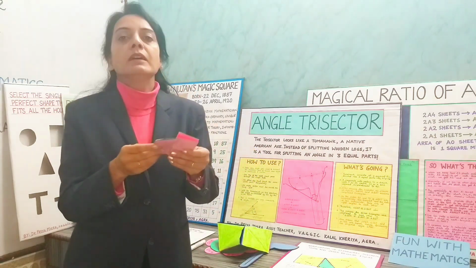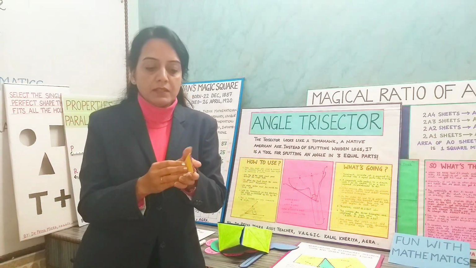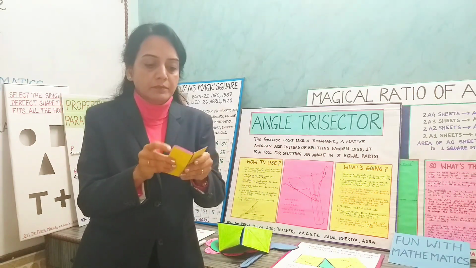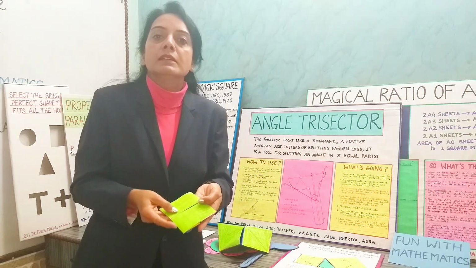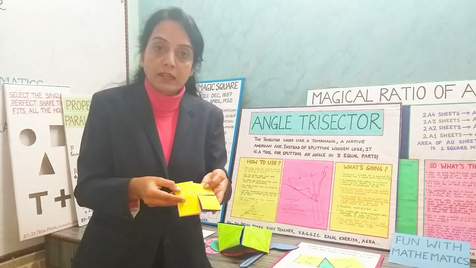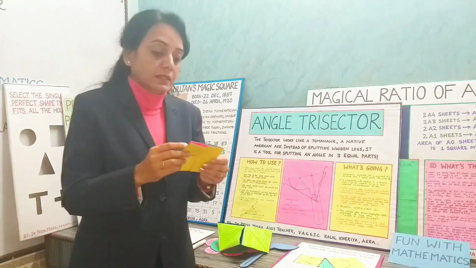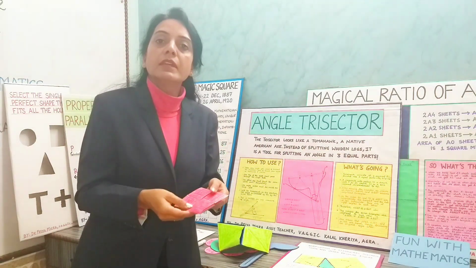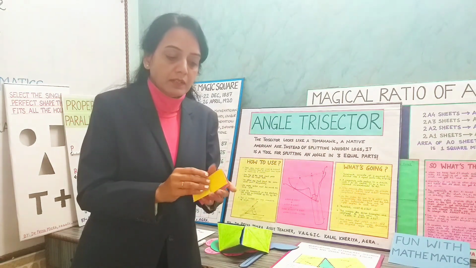I have also made a square flexagon. See, here it is pink color, red color, green color, yellow color. So there are a total of 6 colors. When we flex it again and again, we can see the different colors.